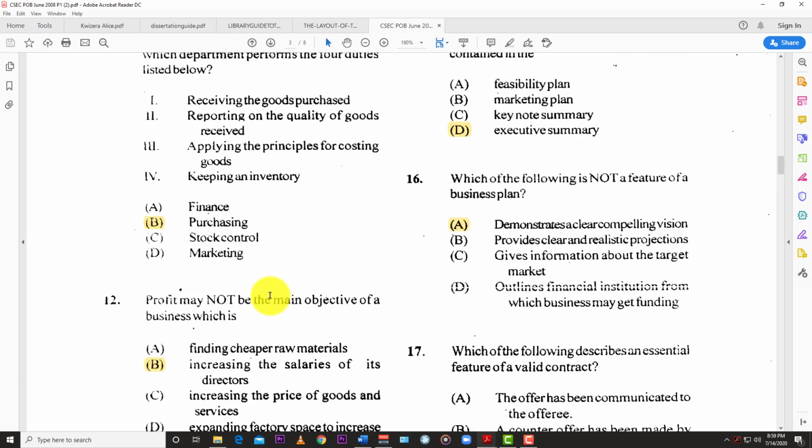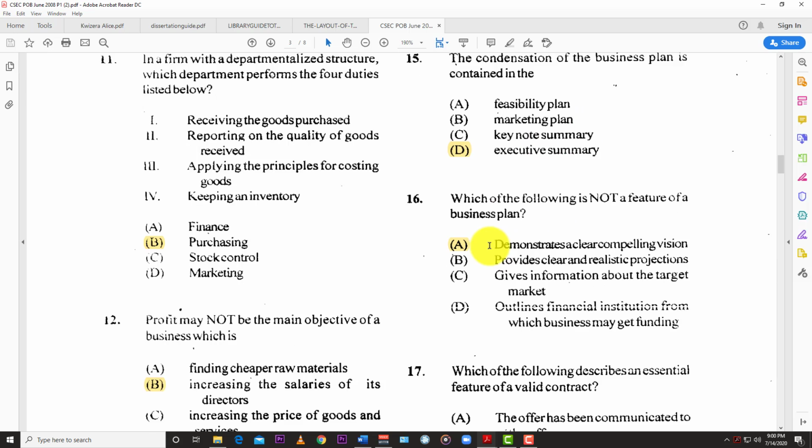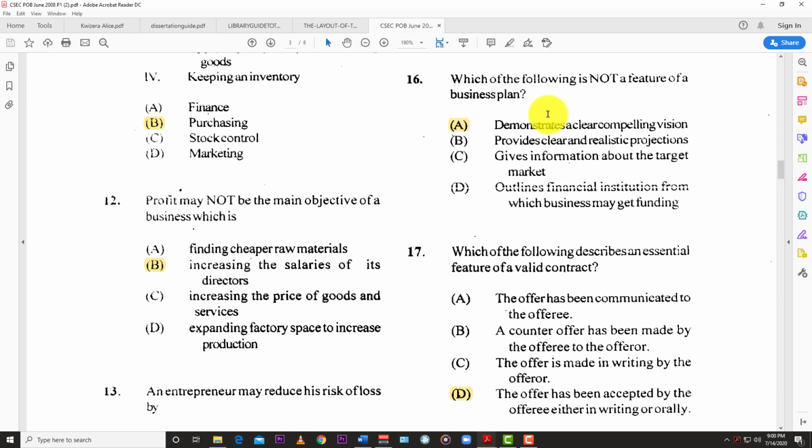Number 15, the condensation of a business plan is contained in the D, executive summary. That contains everything the plan contains, in a shorter, more compact, concise manner. Number 16, which of the following is not a feature of a business plan? And so the answer here is A, demonstrates clear, compelling vision.